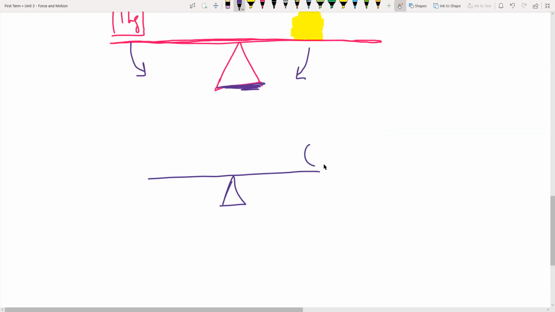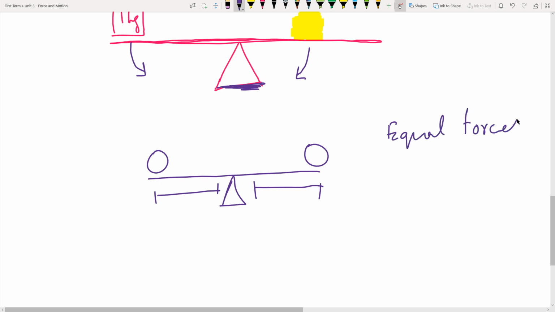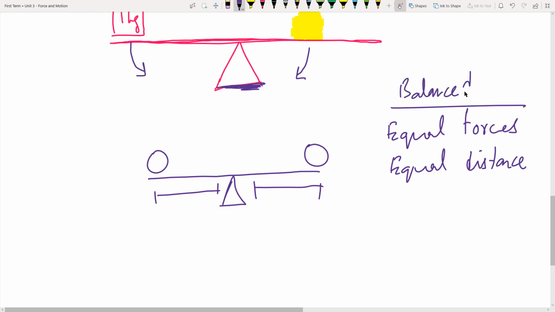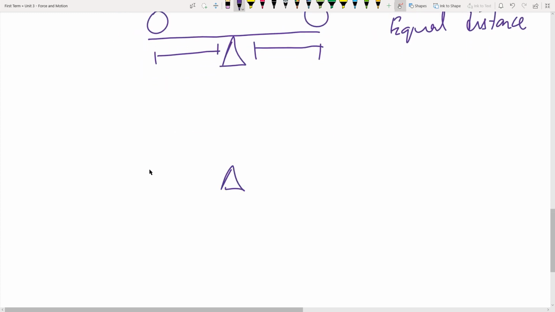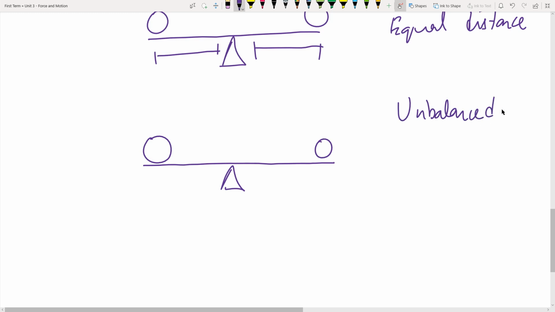Let's just say you have the same masses at equal distance, equal masses, equal forces, and equal distance. That is what we call a balanced moment. That will yield a balanced moment. And if we have unequal, sorry, it's a little too long, let me just have the same length. Compared to this, this is larger, this is smaller. So unbalanced moment.